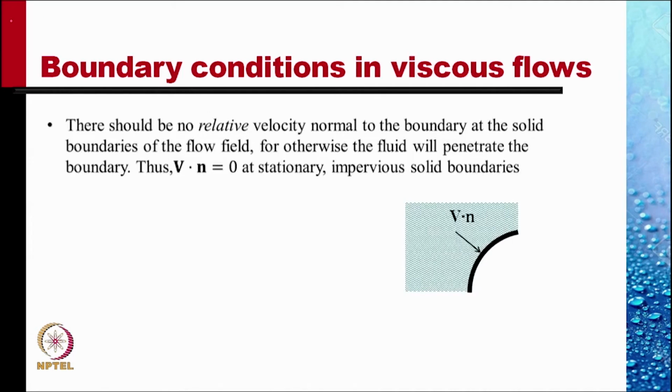Let us now discuss the boundary conditions applicable to this equation in viscous flows. Clearly, there should be no relative velocity normal to the boundary at the solid boundaries of the flow field, for otherwise the fluid will penetrate the boundary. Thus, V dot N should be 0. No fluid should flow out of a boundary or flow into the boundary at stationary, impervious, solid boundaries.